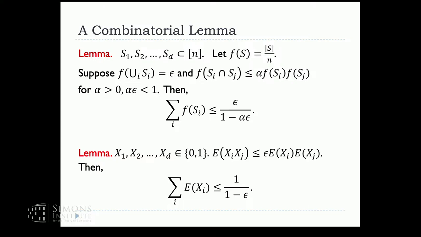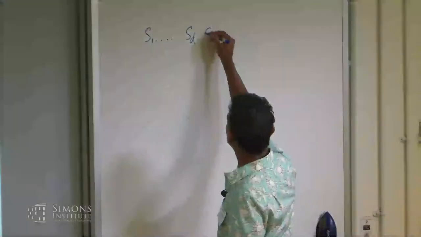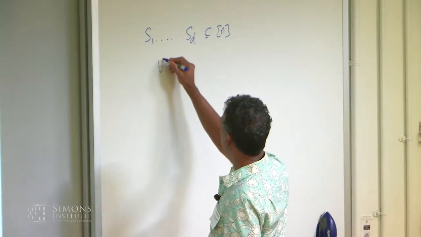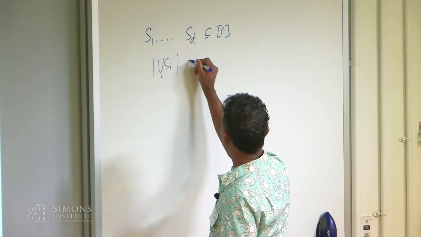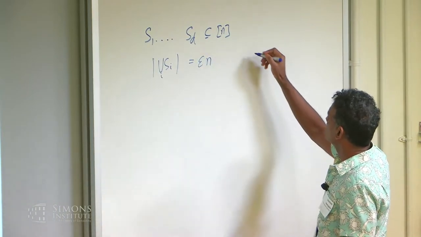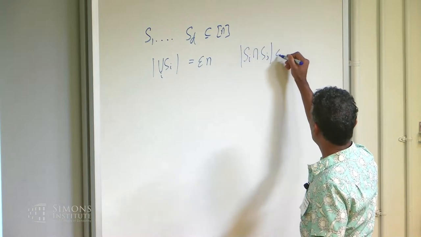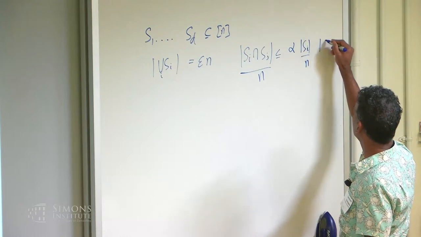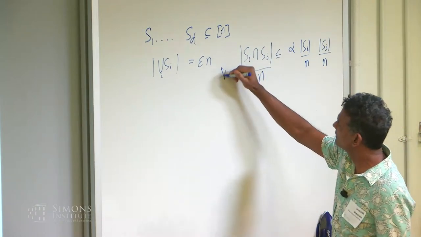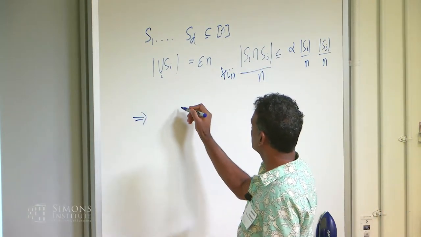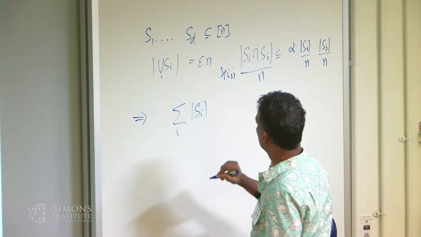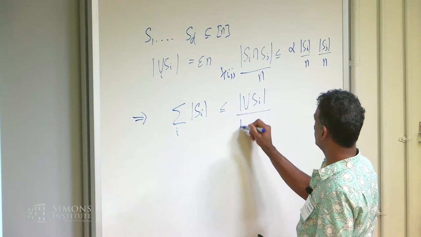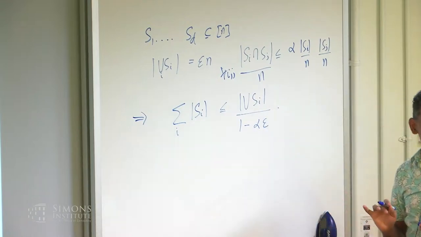So the lemma is that you have S1 through ST. They're all subsets of N. And I won't even define the fraction. Let me just say that the size of the union of the Si is epsilon N. And the size of Si intersect Sj, divided by N, is smaller than alpha times the size of Si divided by N times the size of Sj divided by N. That's the condition for all i, j. And then this implies that the sum of the sizes of Si is at most the size of the union of the Si, divided by 1 minus alpha. Of course, this is the wrong inequality. It's not quite inclusion-exclusion, right? Okay.